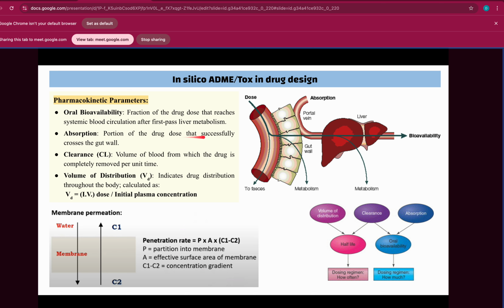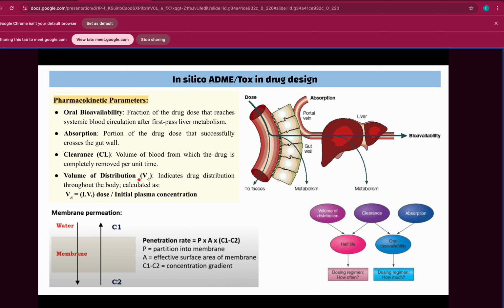Absorption means how much portion of the drug dose successfully crosses the gut wall. In some cases the particular drug dose is not able to cross the gut wall and gets degraded. Then the second thing is clearance, the volume of blood from which the drug is completely removed per unit time. So what is the clearance of that drug? How much time does it take to get cleared from the blood? If it is very small, then it will not have enough time to perform its action.